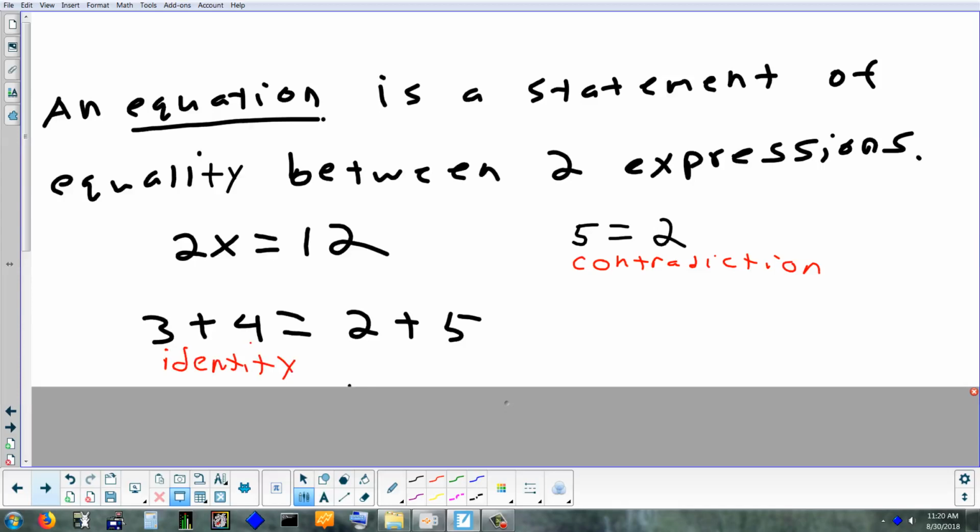It's an identity. Now, this one is a little different. That's a conditional equation. What that means, 2x equals 12 could be true if you pick the right number for x. So that's a conditional equation. So could be true, identity, always true, contradiction, never true.